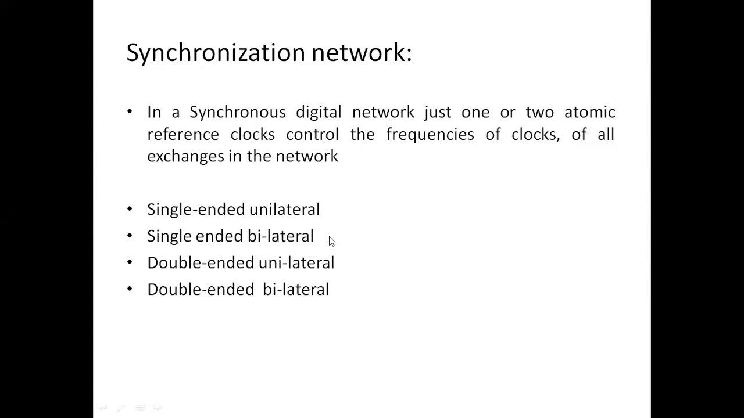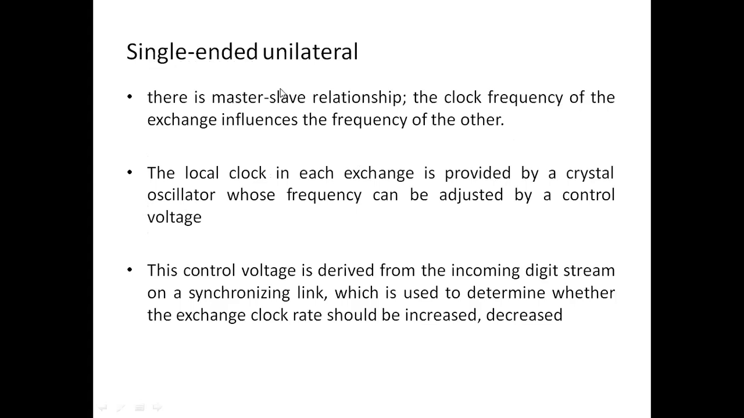These are the four types of synchronization network that we will be discussing here: single-ended unilateral synchronization network, single-ended bilateral synchronization network, double-ended unilateral synchronization network, and double-ended bilateral synchronization network. We'll see them one by one. First, the single-ended unilateral synchronization network.